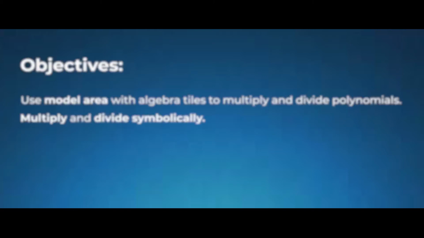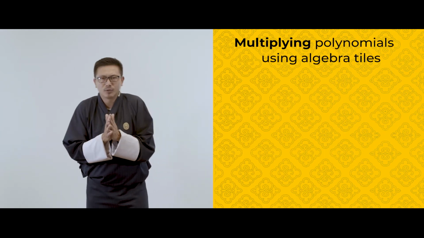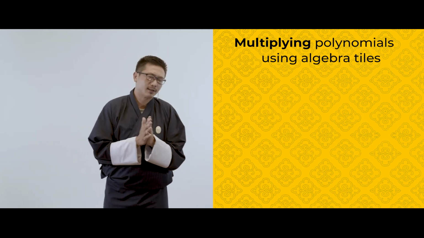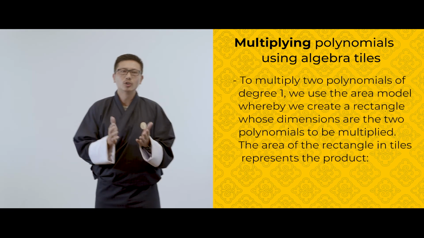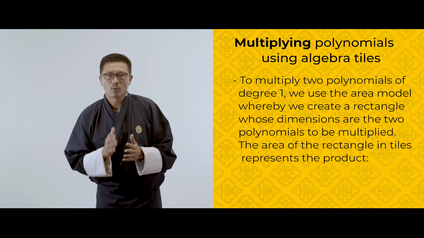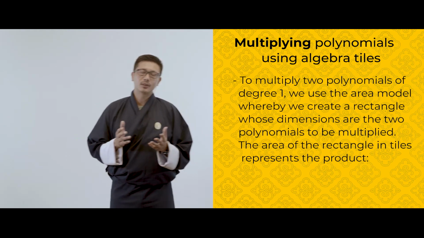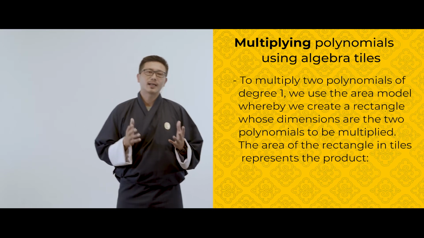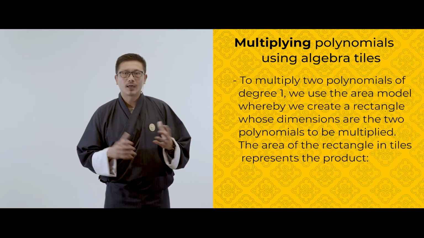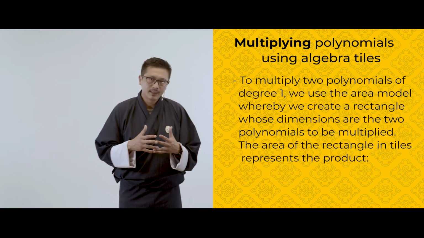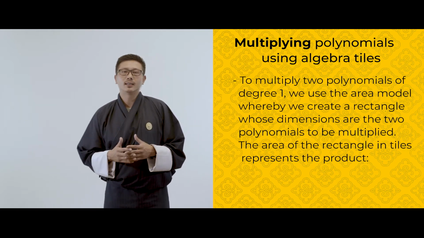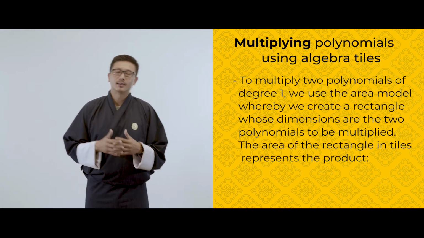So, let's get started. After taking a look at the addition and subtraction of polynomials, both using algebra tiles and symbolically, we shall now move on to multiplying polynomials using algebra tiles. To multiply two polynomials of degree 1, we use the area model, whereby we create a rectangle whose dimensions are the two polynomials to be multiplied, and the area of the rectangle in the tiles represents the product.